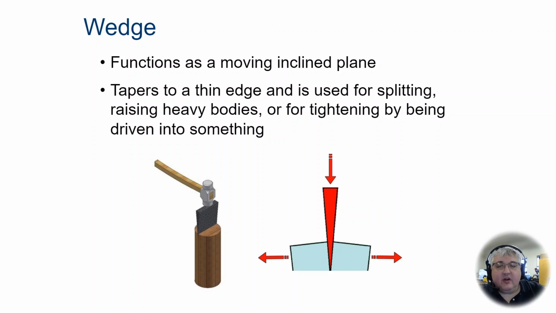The second thing we want to talk about is the wedge. This is simply an inclined plane that is moving. It tapers to a thin edge just like an inclined plane, and we use it for splitting wood. We will put wedges, we call them shims, into window frames to hold them in place, to wedge them in tightly. And that's the last part, tightening by being driven into something. So we can shim a window to lock it into place where it's vertical and horizontal to the ground or the walls.